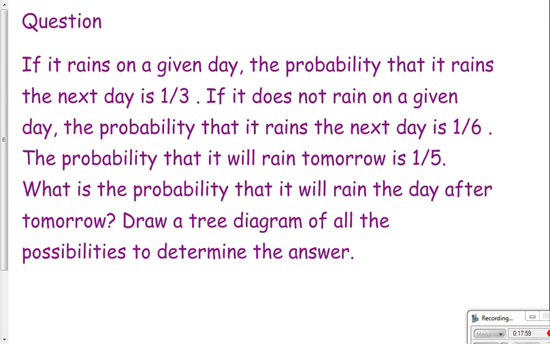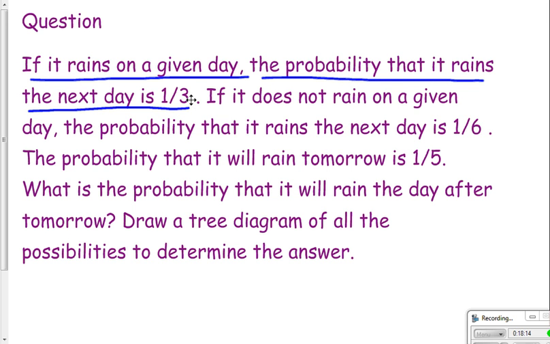Okay? So the first sentence is actually an example of that conditional probability idea. If it rains on a given day, the probability that it rains the next day is 1/3. Okay, so suppose that's true. Like maybe we know this for our town or something. So if it rains on a given day, that's a condition. If it rains, then the probability that it rains the next day is 1 out of 3. So a conditional probability is something that has an "if" to it. Okay, just a little side note. Not super important for what we're going to do after this, but just pointing out that it is an example of a conditional probability.